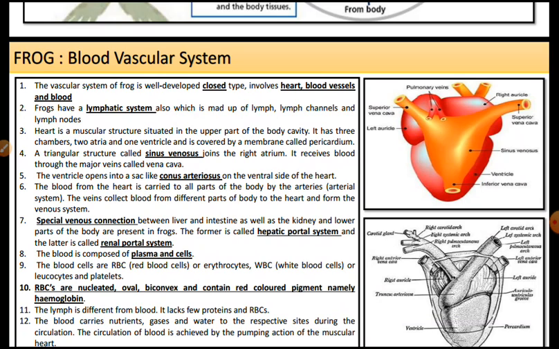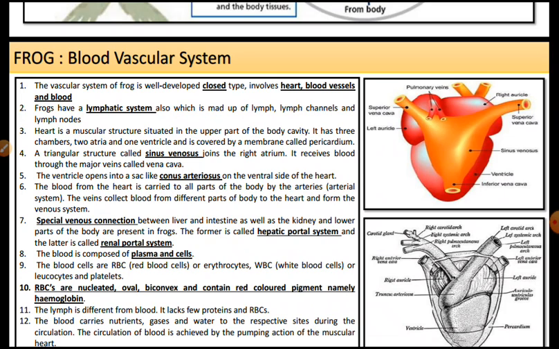Frog has two pairs of lymph hearts. The first pair lies on the sides of the third vertebra and pumps the lymph into the subclavian veins. The second pair lies on the sides of the urostyle and pumps the lymph into the femoral veins. Flow of lymph is unidirectional, flows always towards the heart.